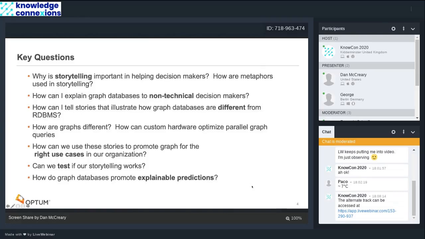So the questions that we'll try to answer today are: what is storytelling? How does it help us explain things to a non-technical audience? The stories are really to illustrate the differences between connected knowledge graphs and traditional relational databases. We're going to talk a little bit about some use cases, and then we'll talk about how we test these stories and how we promote the idea of integrating AI with these things.